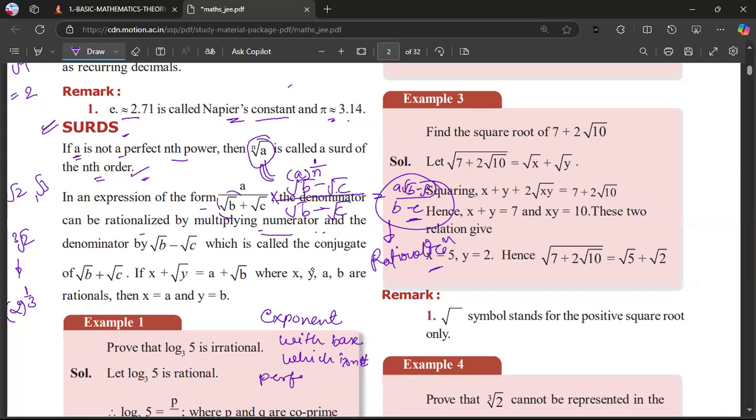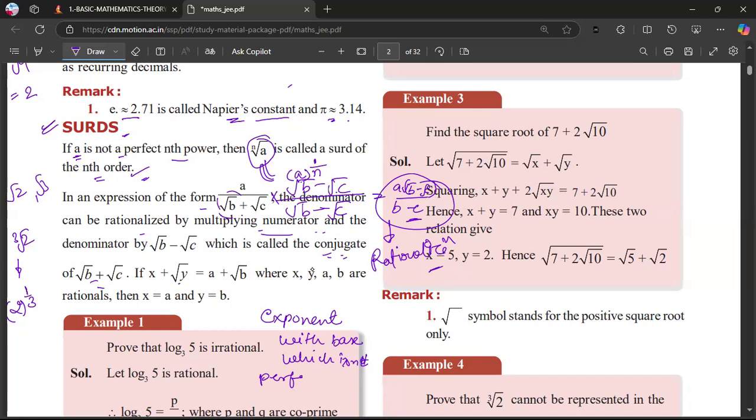Whenever there is any root, even if c does not have a root, we can still apply this method to get rid of roots in the denominator. Clear? Yes, sir. Conjugate is basically just changing the sign of the second term. We are changing the sign of one term only, otherwise it would have been minus root b minus root c. That's known as the conjugate of root b plus root c.